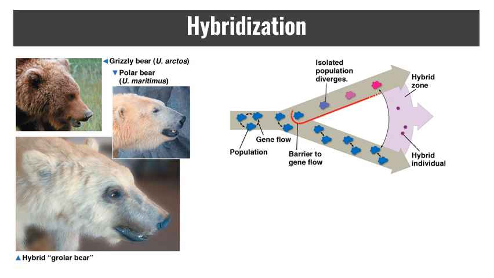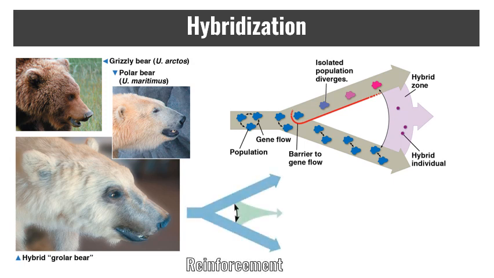We don't know yet. Okay, but when hybrids are less fit than members of the parental species, natural selection is going to strengthen the prezygotic barriers, reducing the formation of unfit hybrids through a process called reinforcement.